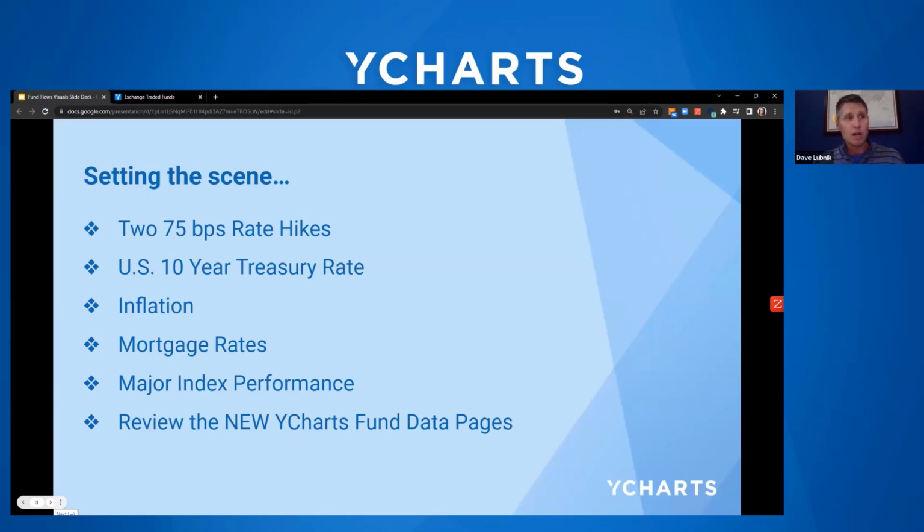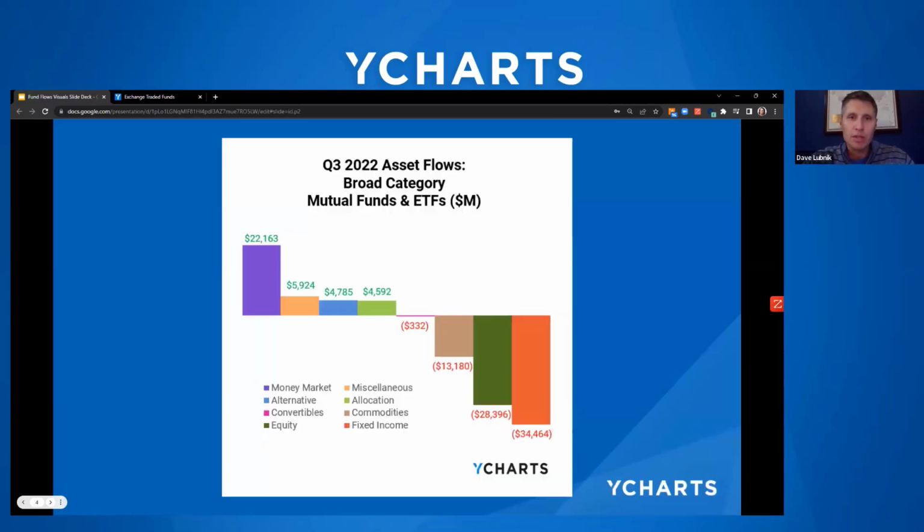The other thing we're going to talk about at the end of the presentation is the new fund data pages that we have available in YCharts, which are pretty exciting. So with that, let's dig in. So Anthony, you want to set us up with the Q3 broad asset class flows that we saw?